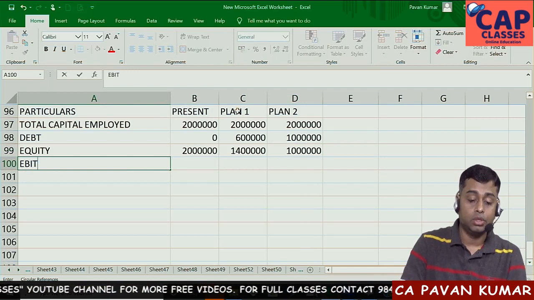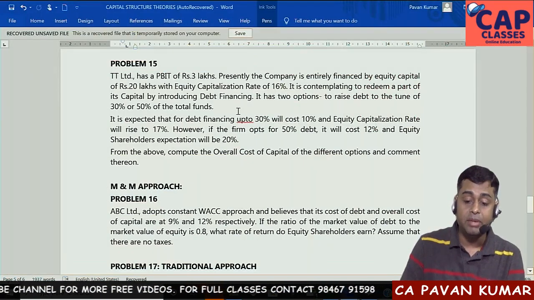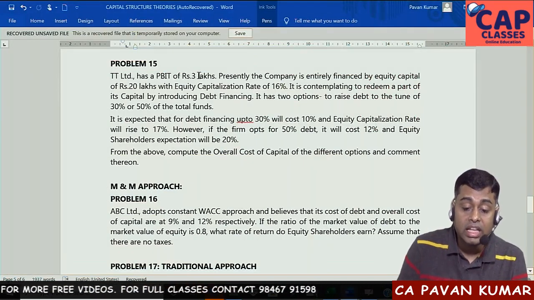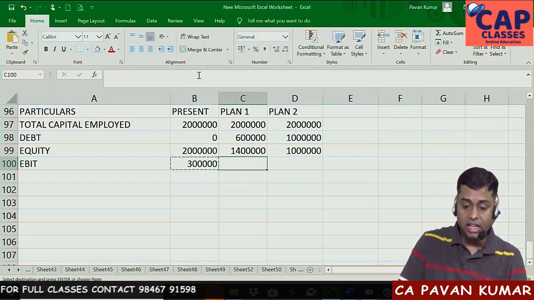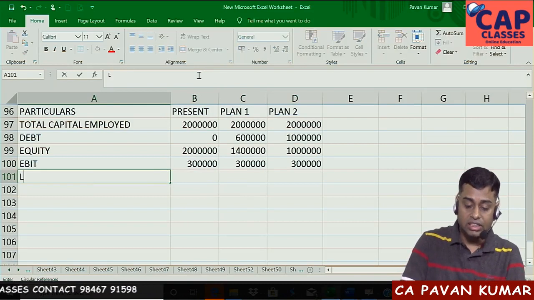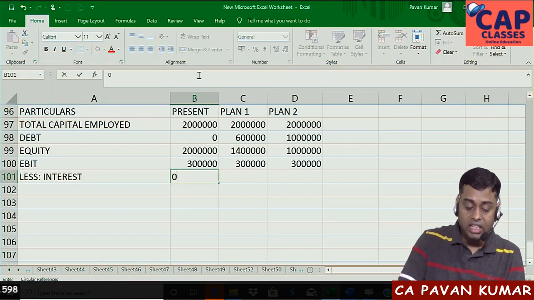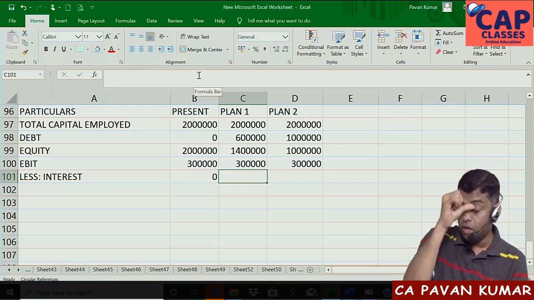Okay, now, so what is our step 1? Calculate net income. So, take EBIT. Is EBIT given in the question? 3 lakhs. EBIT is 3 lakhs. Okay, so 3 lakhs, 3 lakhs, 3 lakhs. Less interest. Okay, so what is present interest? 0. You don't have debt, you don't need to pay any interest.